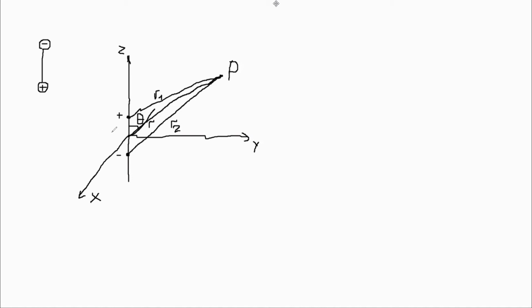So if the whole length is delta L, we can write that the half will be delta L divided by 2. This part and this part will be the same.